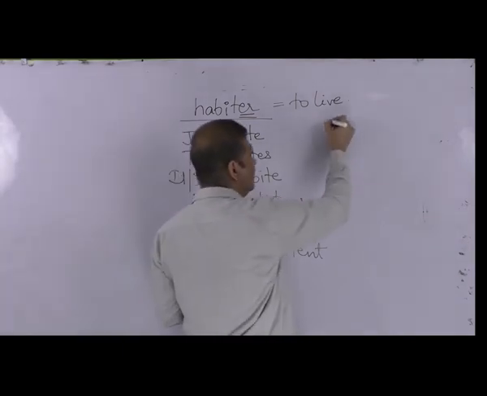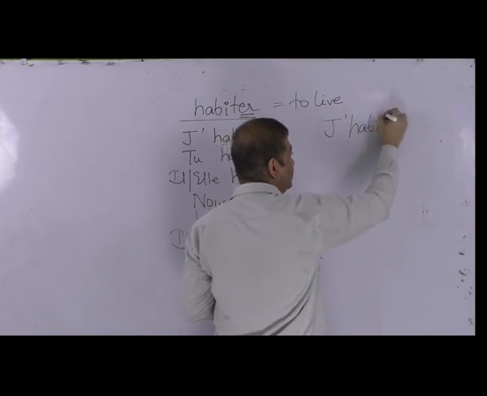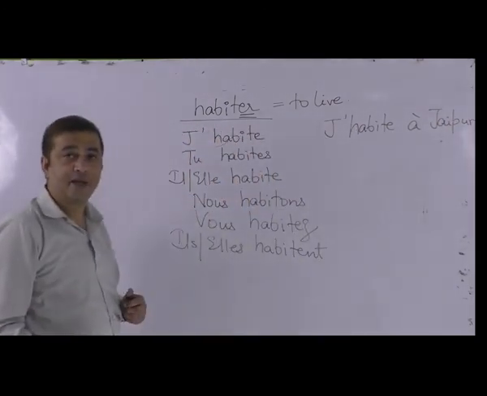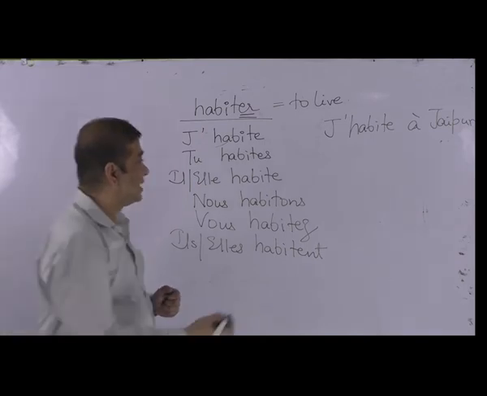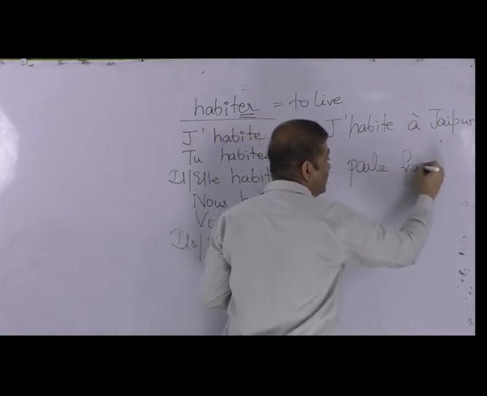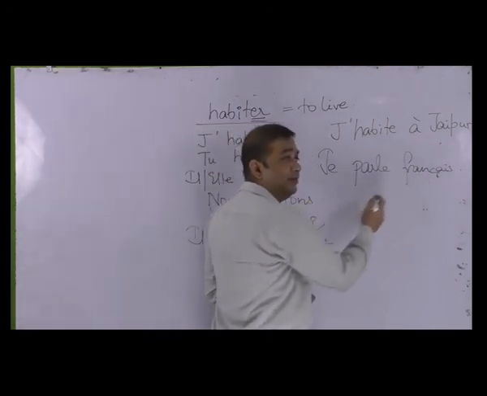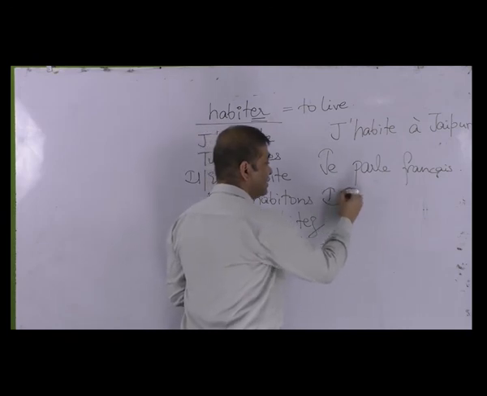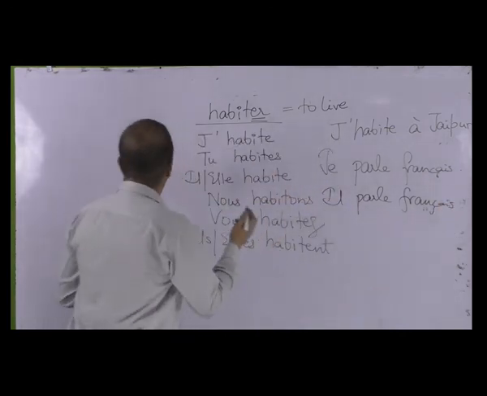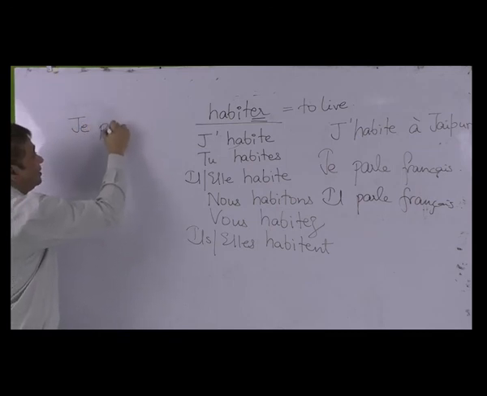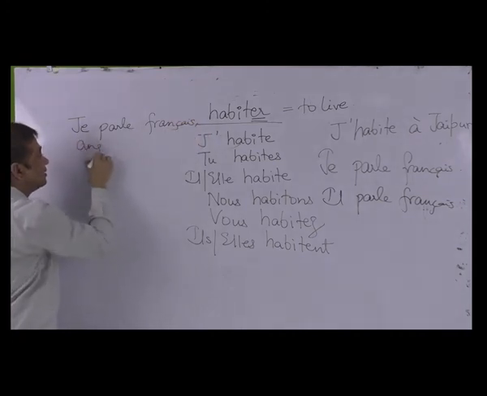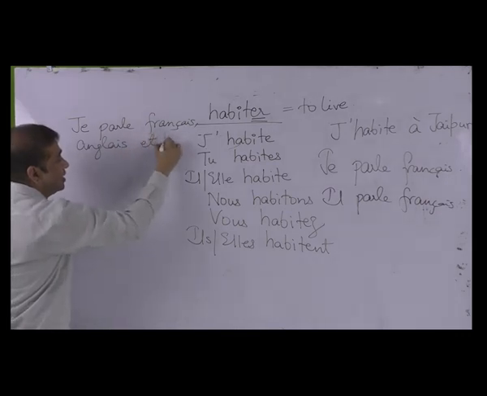For example, if you want to say I live in Jaipur, you can simply say j'habite, with the preposition à, in Jaipur. J'habite à Jaipur. If you want to say I speak French, je parle français. For someone else, we can say il parle français, he speaks French. You speak French, je parle français, and you speak English at the same time, you can say anglais. You speak Hindi, then you can add hindi.